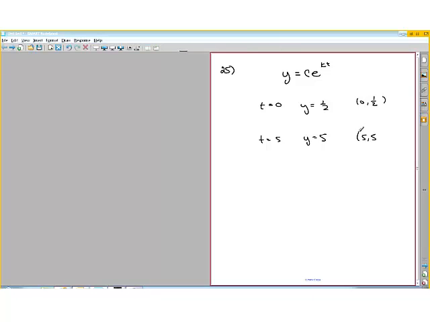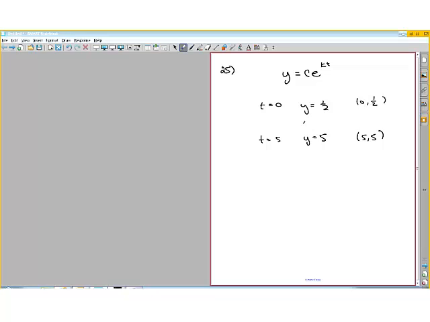Our next problem is 25. So 25 is one of this group. We're just going to do one of them. What we're doing is we're given an exponential function, y is equal to c e to the kt, just like we solved for in 22. And we're given 2 points on the graph, so what we know is that when t equals 0, y is equal to 1/2 from the first point, 0, 1/2, and the second point says that when t equals 5, y equals 5. So 5, 5 is the second point.